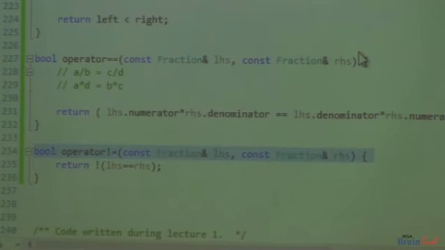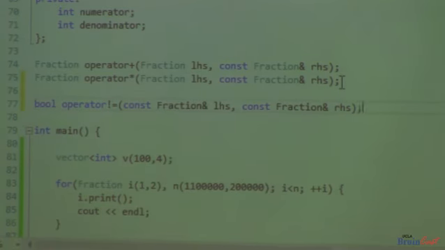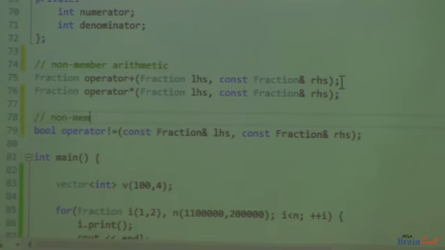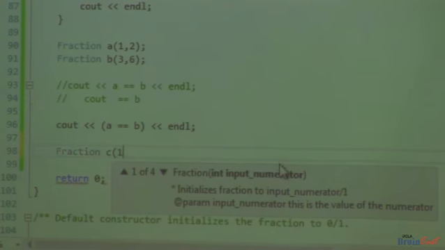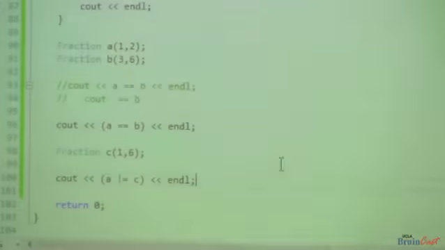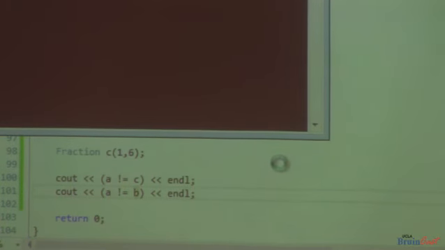I should probably declare this above, along with my other non-member operators. There we go. Okay, so these are my non-member arithmetic, and this is my non-member comparison. Let's create a fraction C. Give it the value 1/6. C out A not equal to C. This should also return a 1 because it's true. A is not equal to C. That is a true thing, and we get a true. If we tried to write A not equal to B, that should return false because A is in fact equal to B, and it gives us a 0. Okay?